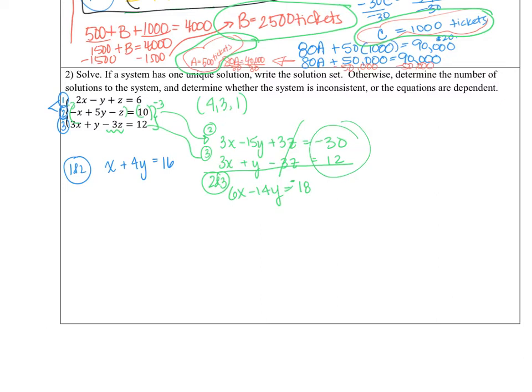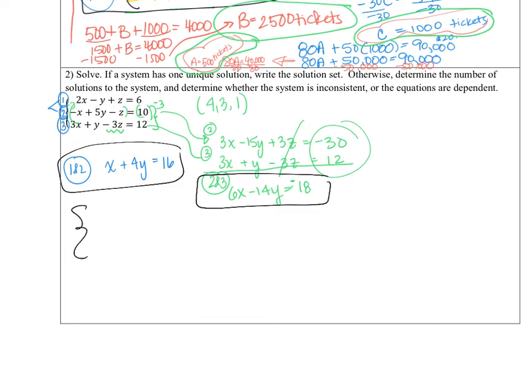So now we're going to take the equation 1, 2 that we made and the equation 2, 3, and try to solve that little system. That's just x plus 4y equals 16, and then 6x minus 14y equals negative 18. I don't really see anything that's going to cancel right away, but if I multiply the top equation by negative 6, that would make my x's cancel.